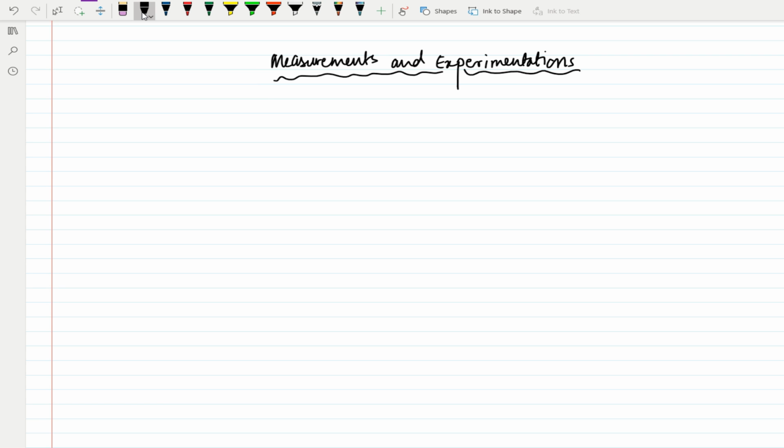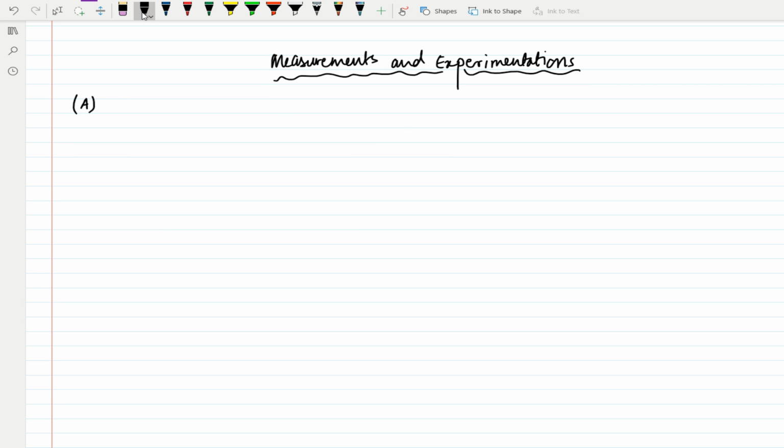Now what is this chapter about? This chapter deals with the different units which we use in physics and the different definitions of those physical quantities like length, mass, time, and the instruments which we use to measure those length, mass, and time. So this is in brief about this chapter. Today we'll be discussing the first part of this chapter.